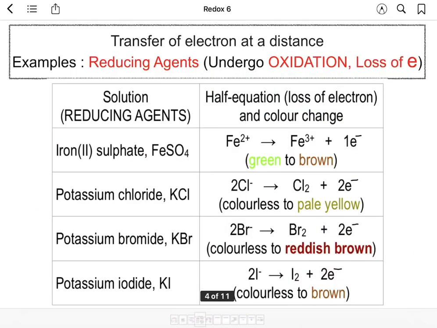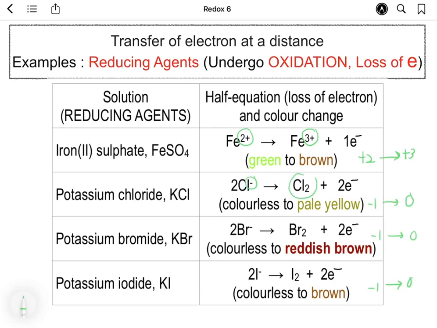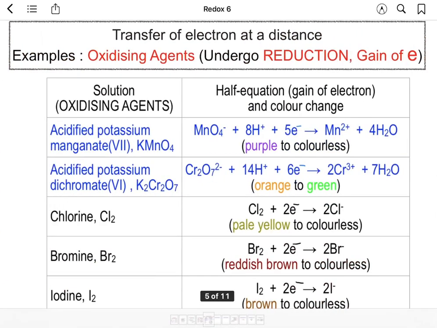Before we discuss example of transfer of electron at a distance, let's look at some common reducing agent and oxidizing agent. Some examples of reducing agents which will undergo oxidation that involve loss of electron are Fe2+ ion. So Fe2+ is green and Fe3+ is brown. For potassium chloride, the color change is Cl- is colorless while Cl2 is pale yellow. For potassium bromide, Br- is colorless and Br2 is reddish brown. For potassium iodide, I- is colorless and iodine is brown.